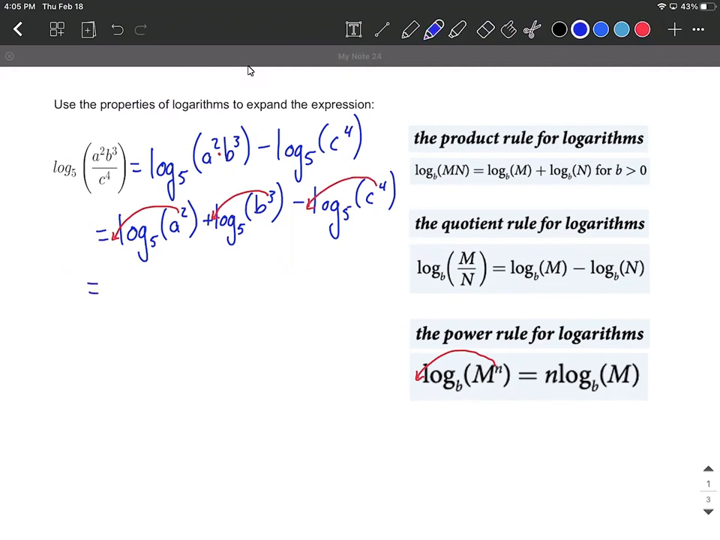So our final answer here is going to be 2 multiplied by log base 5 of a, plus 3 multiplied by log base 5 of b, minus 4 multiplied by log base 5 of c.